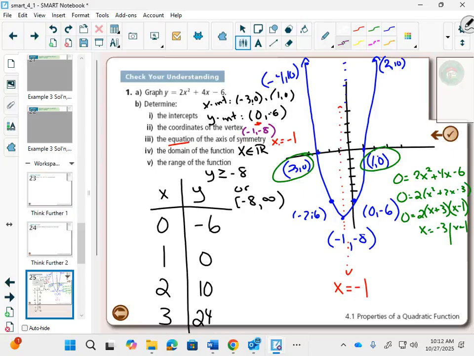Okay, questions we can circle here. 4, 5, and 7.